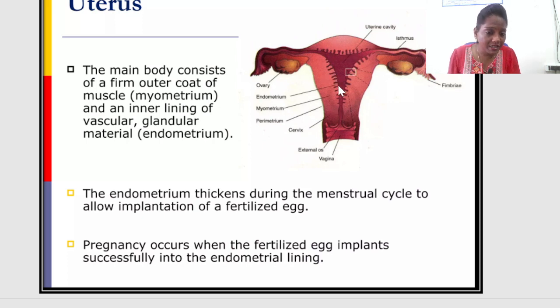That is, the innermost is the endometrium, the middle one is called the myometrium, and the outermost is called the perimetrium. And it has two important parts. The first one is the upper portion, the fundus, and the lower portion is the cervix. So this is what we have to see.